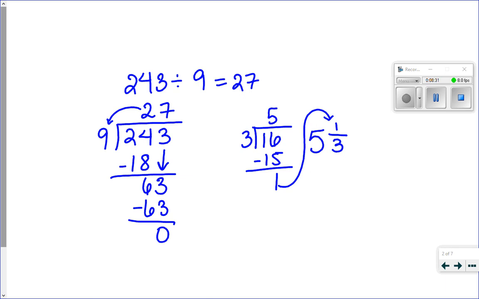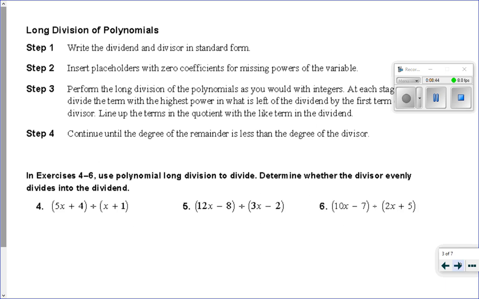Okay? So it would go, we would say, oh, it went in 5 times whole, and then a remainder of 1, and we would put that 1 over the 3, which was our divisor, what we divided by. So now that you remember how to do long division, that is what we're going to do, but with polynomials. Long division of polynomials, I have a step-by-step guide right there. But we're just going to jump right in and see it in action.